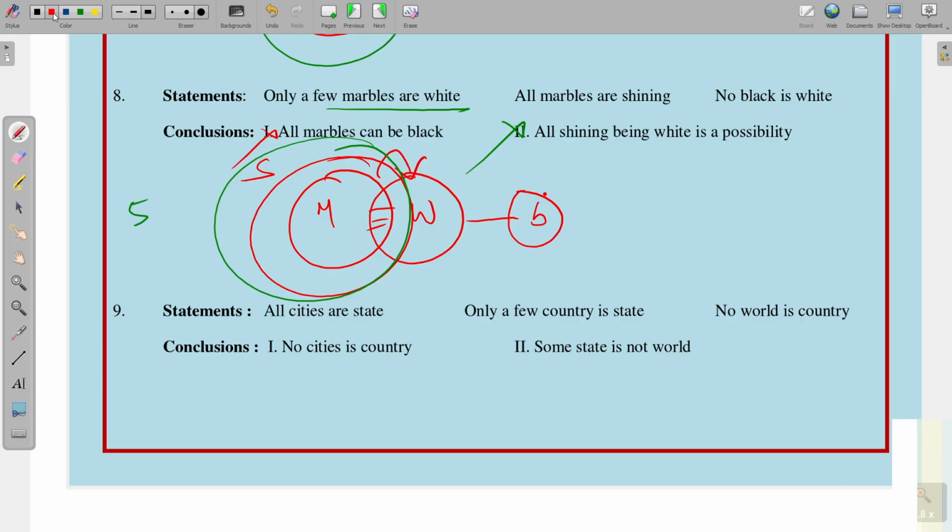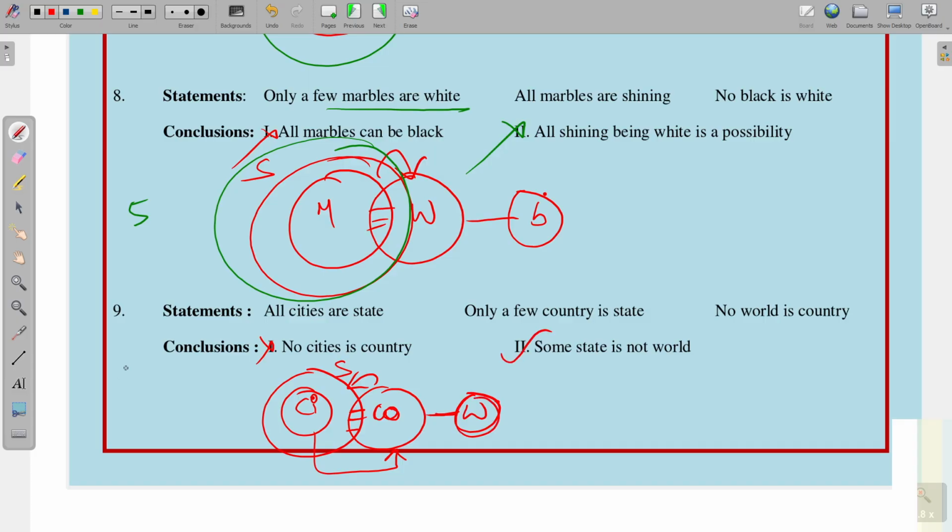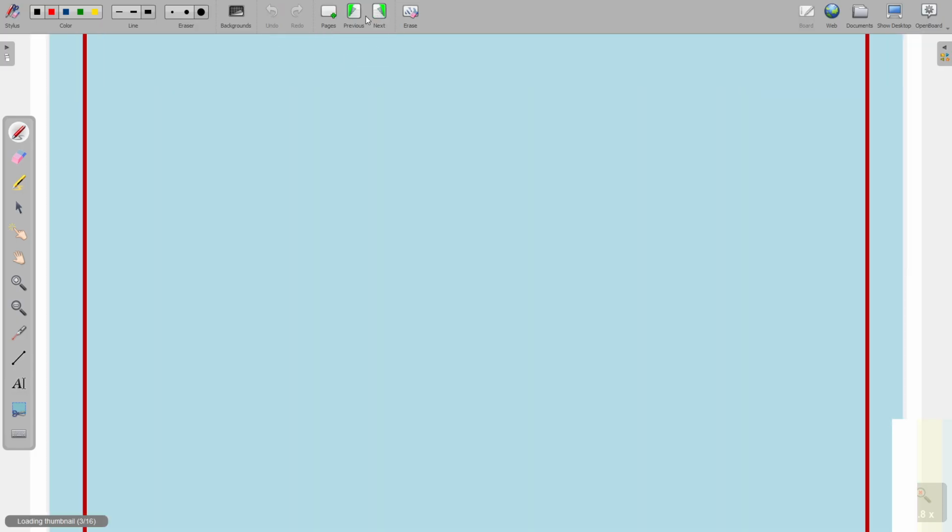Question number 9. All cities are states. Only a few countries are states. No world is country. No city is country, so city here, country here. There is no definite relation between both, so the first one is not correct. Some state is not world, so state here and world here. Some part of state is country, no country is white, so some state not world definitely follows. Only 2 follows.